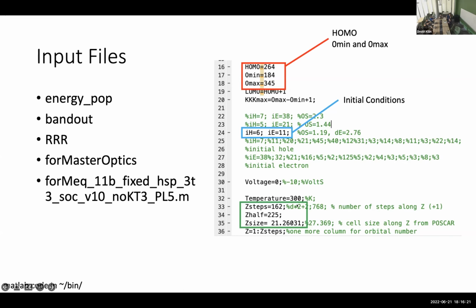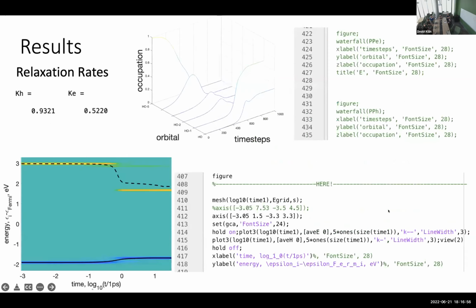And in the green box, we have some parameters for the z-axis. The major thing you need to worry about, especially if you aren't worried about getting the dynamics by z, is z steps, because the code will fail if z steps isn't set up to be equal to the band out.